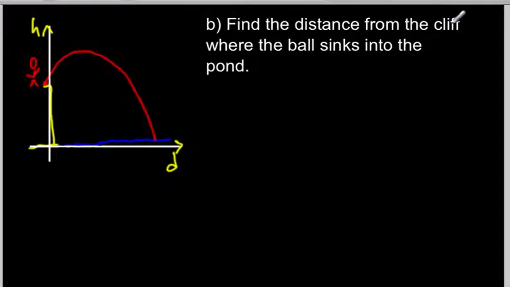Find the distance from the cliff where the ball sinks into the pond. So in other words, the ball sinks into the pond right here. So we have to find this distance where the ball sinks into the pond, the distance from the cliff, so in other words, d. If I were to extend this parabola backwards, what do you observe right here? What is this point and what is that point? These two points are basically the x-intercepts. We don't want this x-intercept, we want the point where the ball hits the pond. So let's figure out what that x-intercept is.